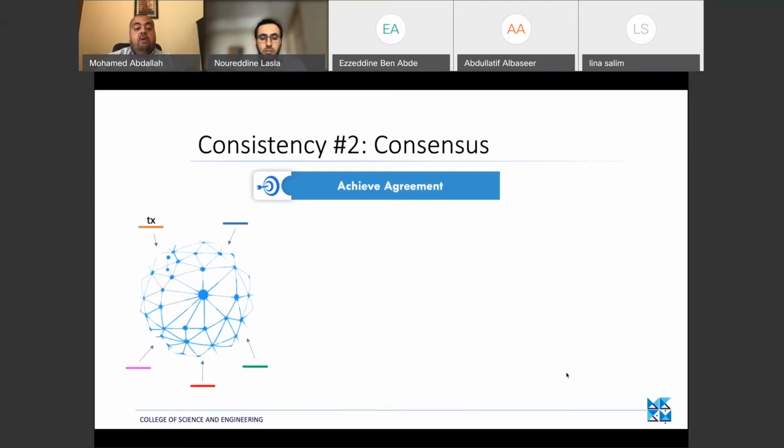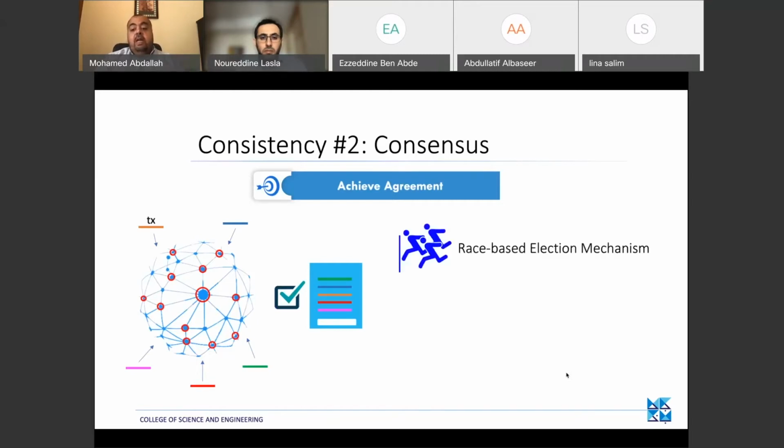For example, now we have a lot of transactions coming to this blockchain and you have multiple users, each one of them will receive these transactions. Now I want to see how we're going to make sure that all the users will agree on how the transactions will be added, or what kind of block I should add to their blockchain. This is actually done with a race-based election mechanism.